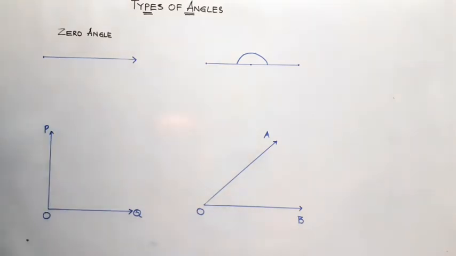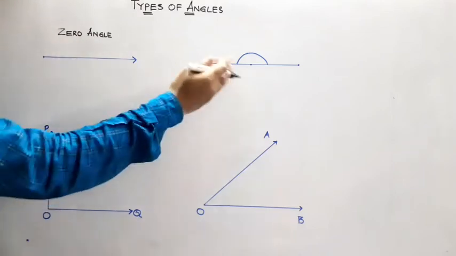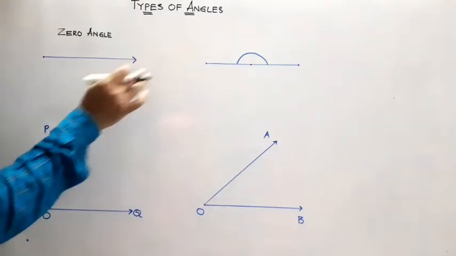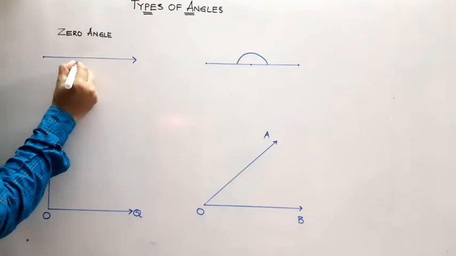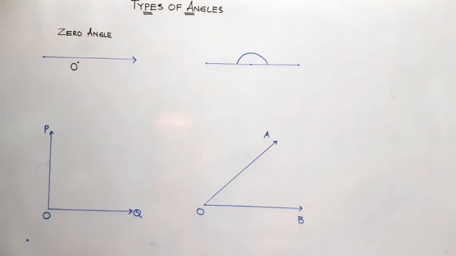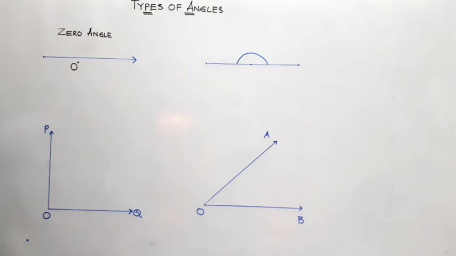Now look, zero angle means we won't see any kind of deviations like this. It is just a straight line like this, and the magnitude of zero angle is going to be 0 degrees. Hope you are understanding, children. The angle having a degree measure of 0 degrees we call zero angle. Usually we won't see this thing, it is for understanding only. So the angle having a degree measure of 0 degrees is called a zero angle.